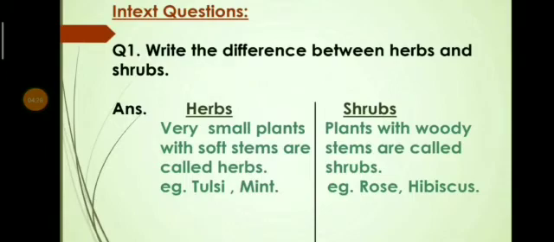Write the difference between herbs and shrubs. Herbs. Very small plants with soft stems are called herbs. Example, tulsi, mint. Shrubs. Plants with woody stems are called shrubs. Example, rose, hibiscus.